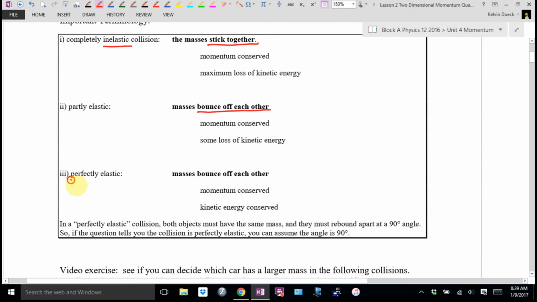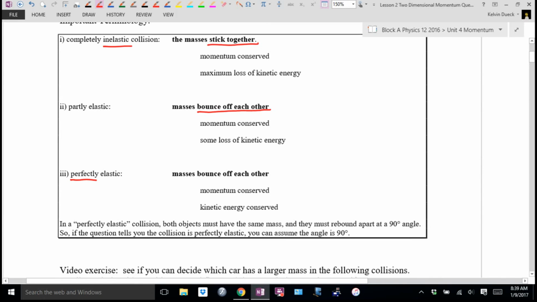A perfectly elastic collision has a bunch of criteria. I include this because it used to always show up as a multiple choice question on the provincial exam, where they would tell you the collision was perfectly elastic, but they wouldn't give you much information. In fact, they wouldn't give you enough information to solve the collision, and kids would freak. But because they had said it was, magic word, perfectly elastic, there was a bunch of assumptions you could make.